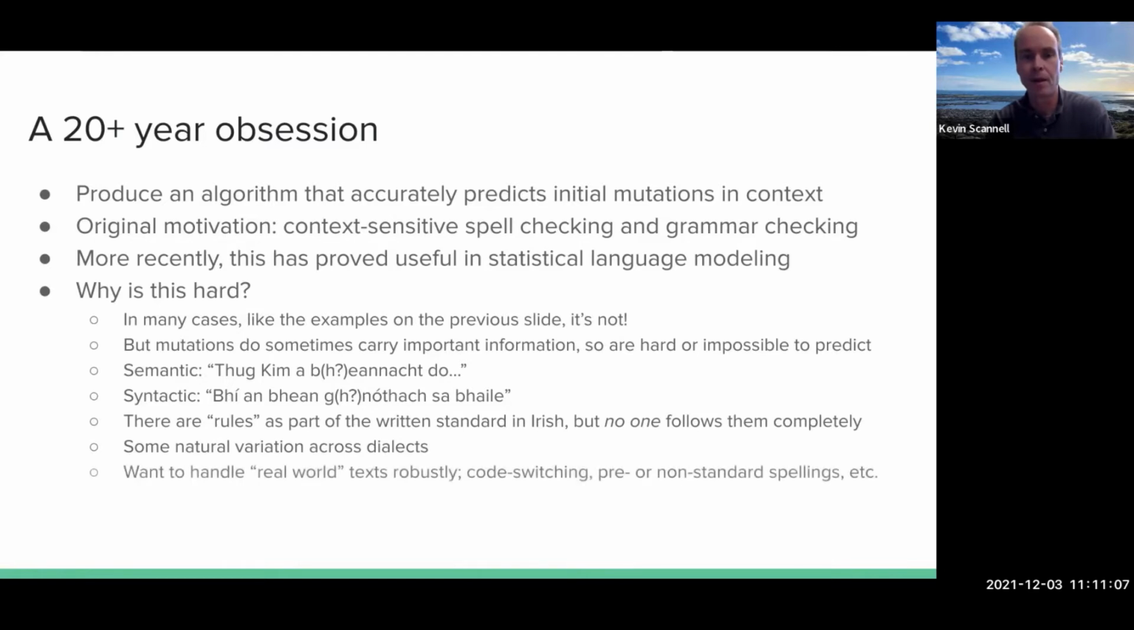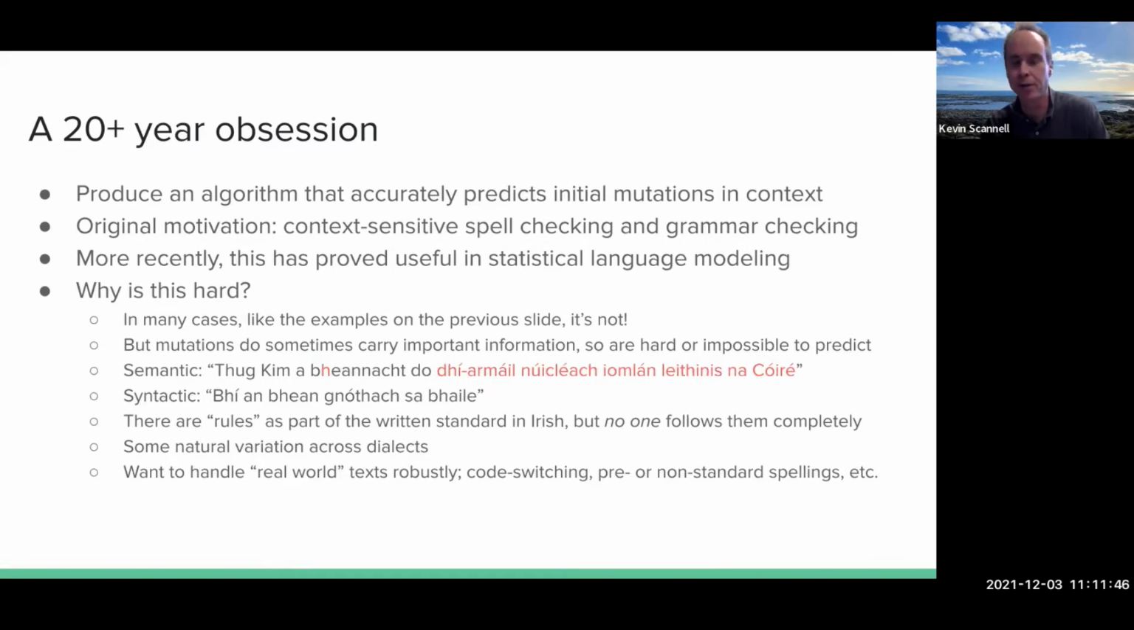And then the other, maybe the biggest challenge is that the examples and the rules that you write down in a standard, for example, don't often deal with the kind of noise and insanity of real world texts. I'm interested in processing things like tweets and social media texts, where you have lots of code switching, people mixing in English words and so on. Unusual, either pre-standard or non-standard spellings. And we want software that deals with all of these robustly.